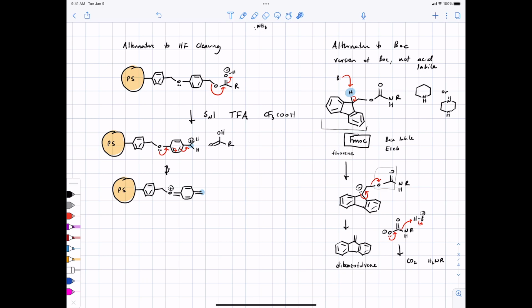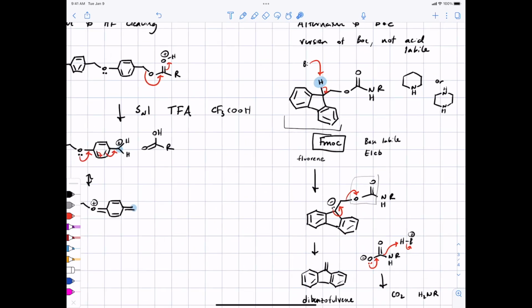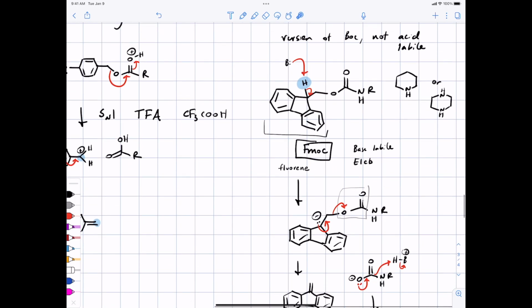Yeah. So, do we use FMOC in basic conditions? You cannot use FMOC in basic conditions because base removes it. Okay, so we won't use that in acidic conditions. So FMOC can tolerate acidic conditions. Your coupling conditions don't affect FMOC or Boc.